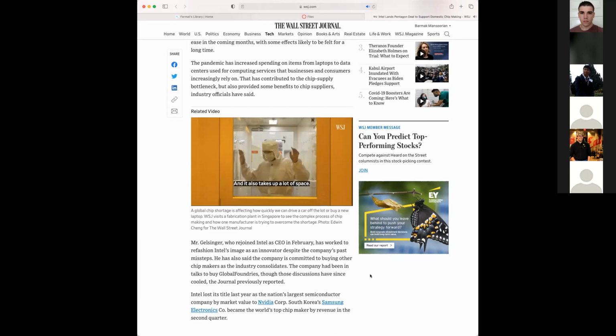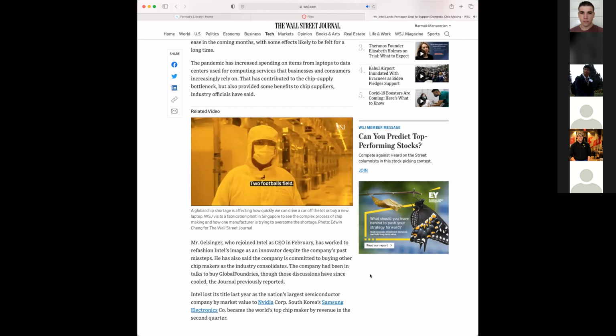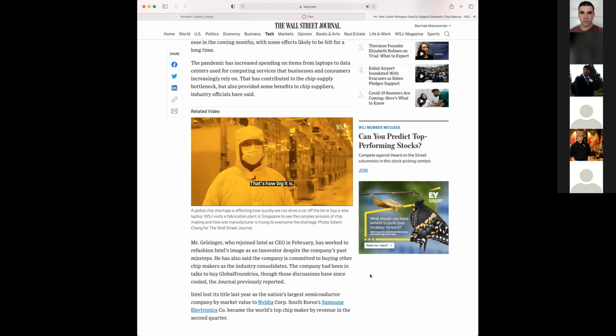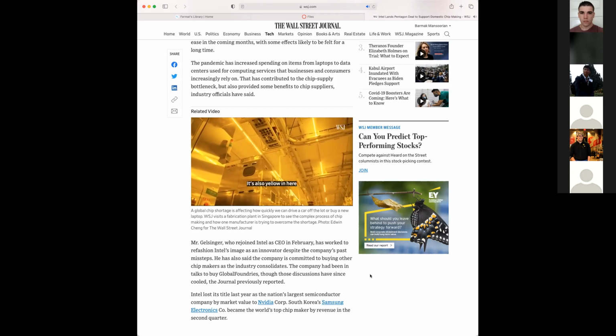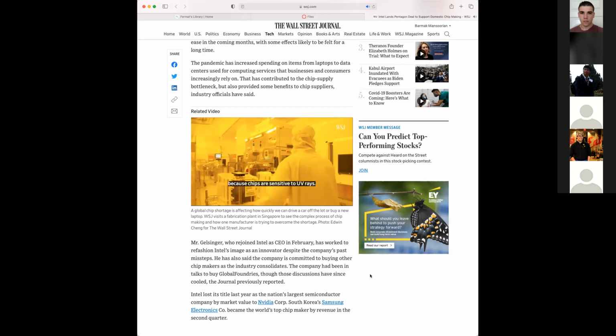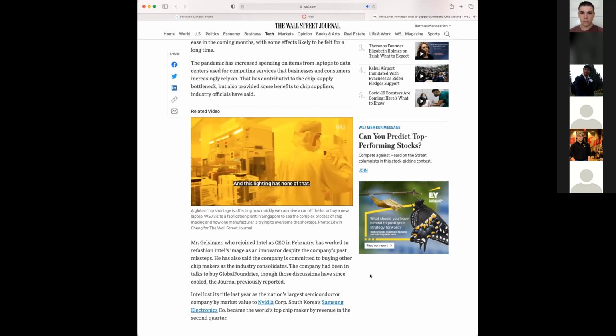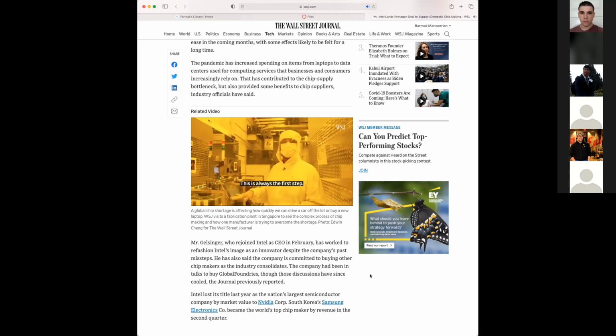And it also takes up a lot of space. Two football fields, that's how big it is. We have about 700 to 800 machines. It's also yellow in here because chips are sensitive to UV rays, and this lighting has none of that. This is always the first step.